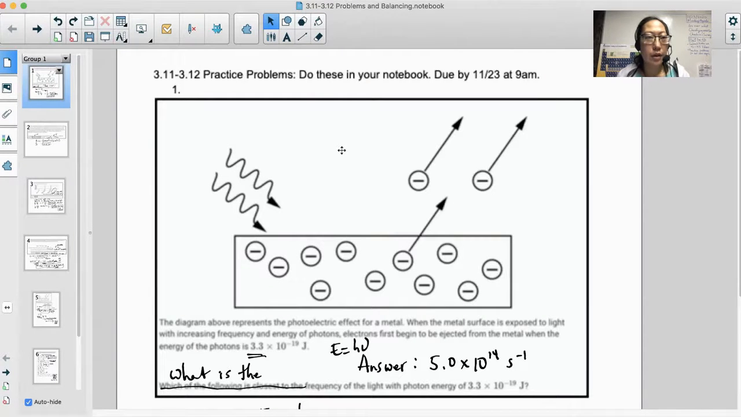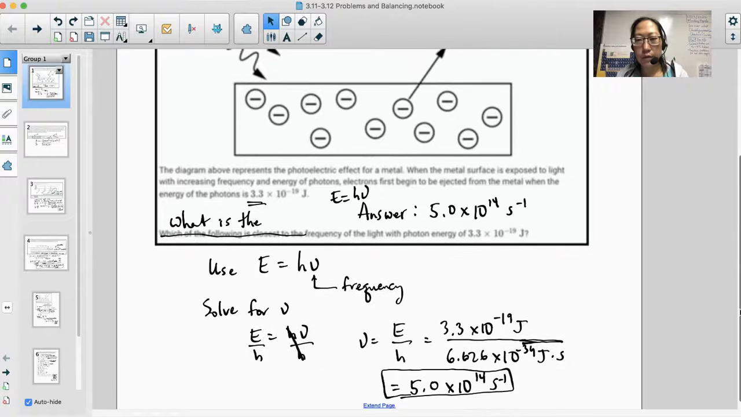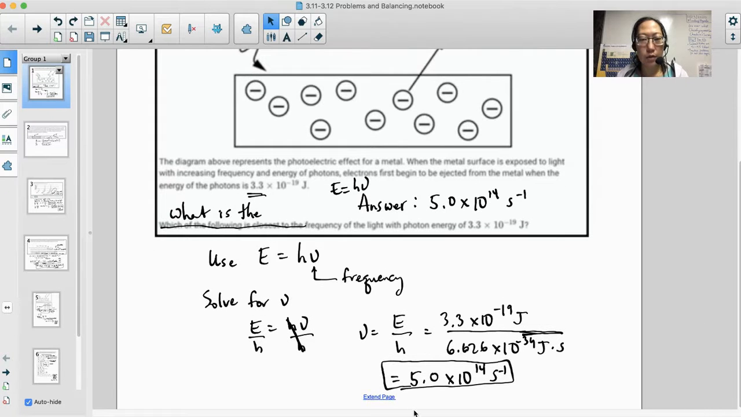These are the 3.11 to 3.12 practice problems. This one was gone over in the last class video, but here's the solution. Feel free to pause and check your answer.